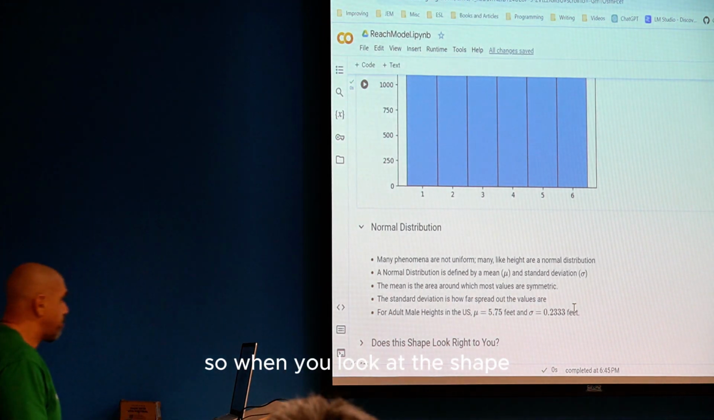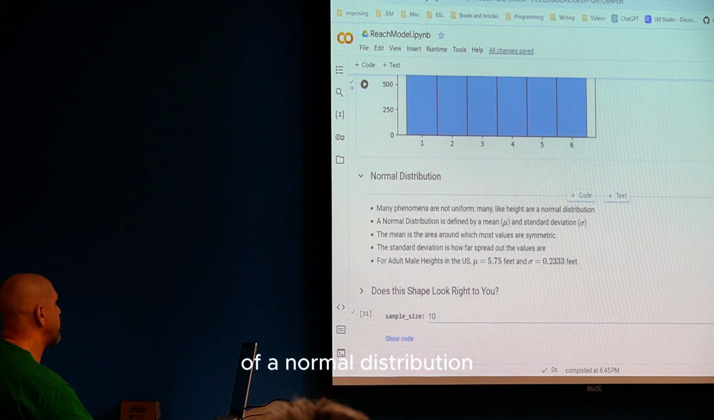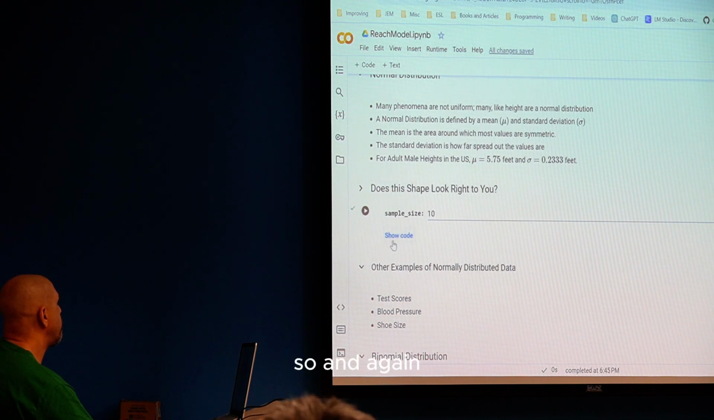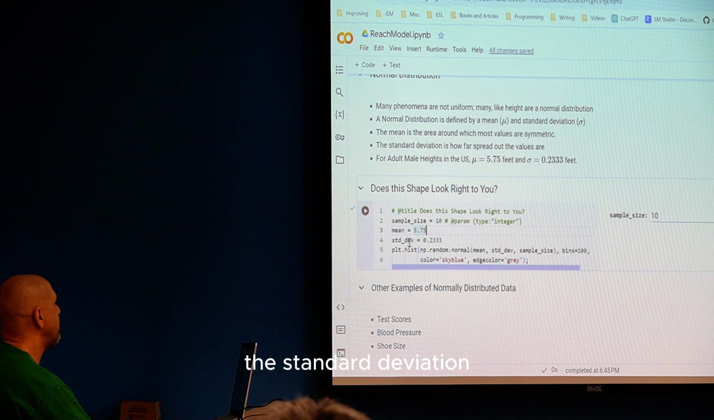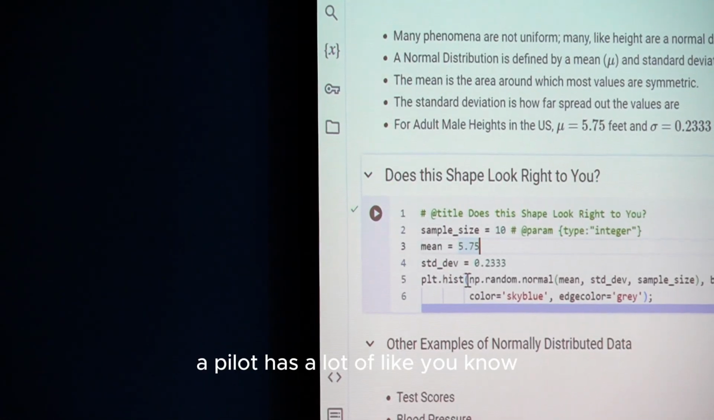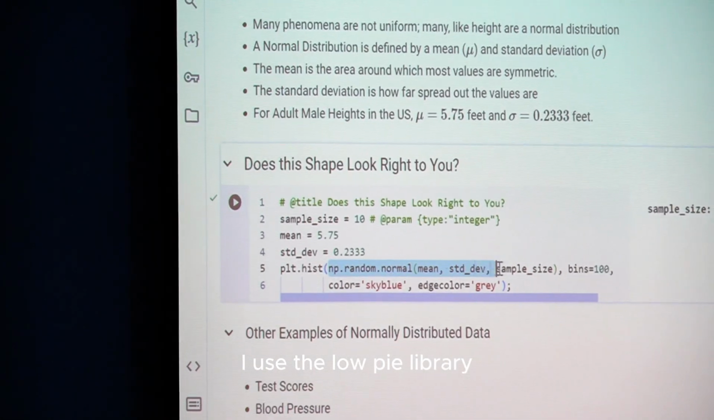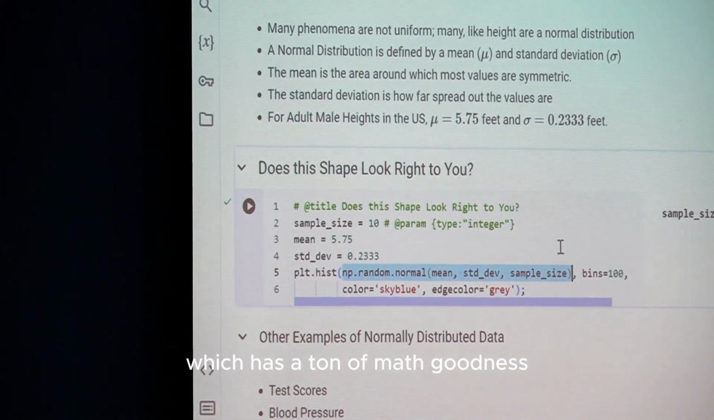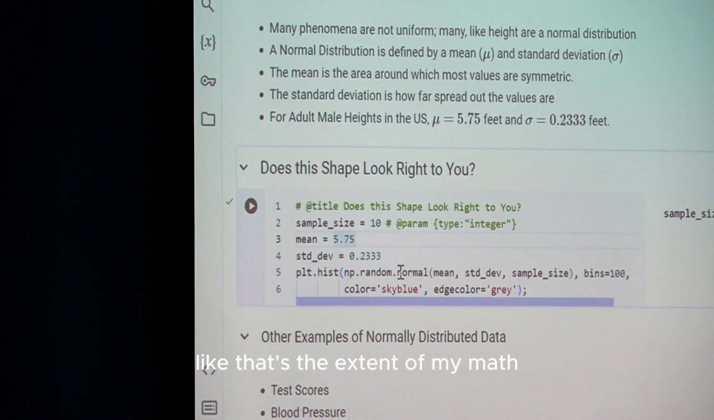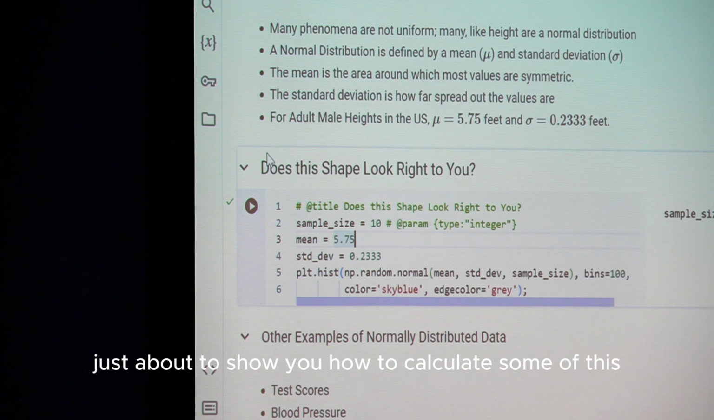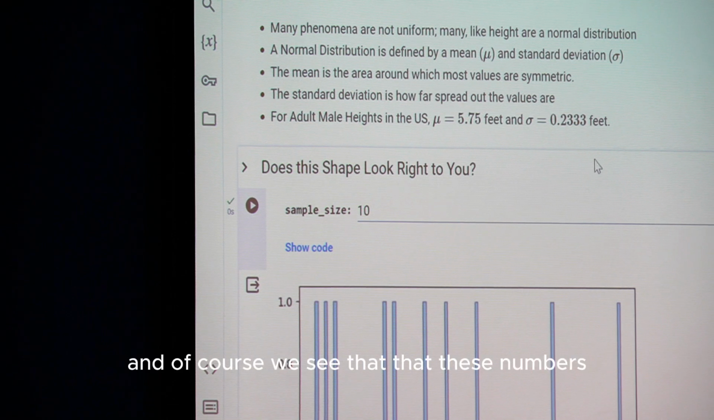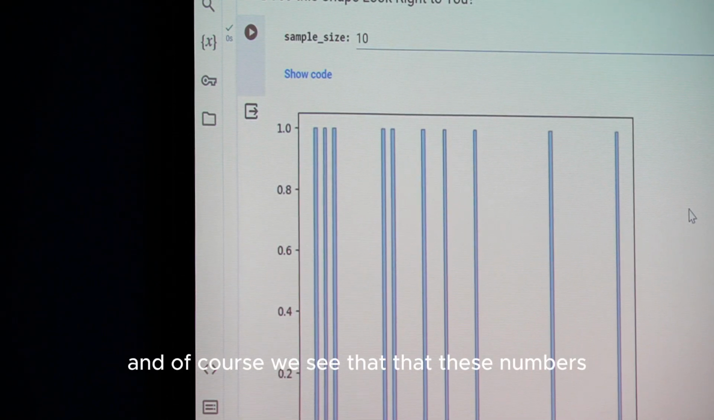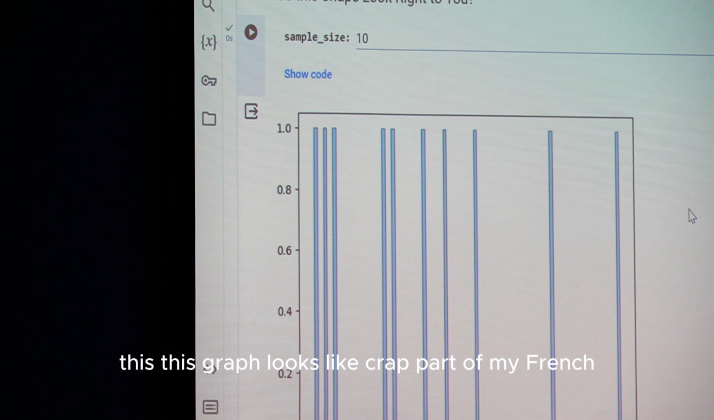So when we look at the shape of the normal distribution, all I'm doing here is giving the sample size, mean, and standard deviation. Python has a lot, I use the NumPy library, which has a ton of math goodness. So I just say, hey, give me a normal distribution. That's the extent of my math, just to show you how to calculate some of this. I call the library and say, give me that. And of course, we see that this graph looks like crap, pardon my French.